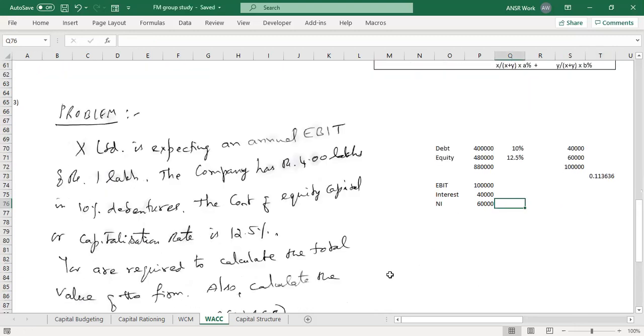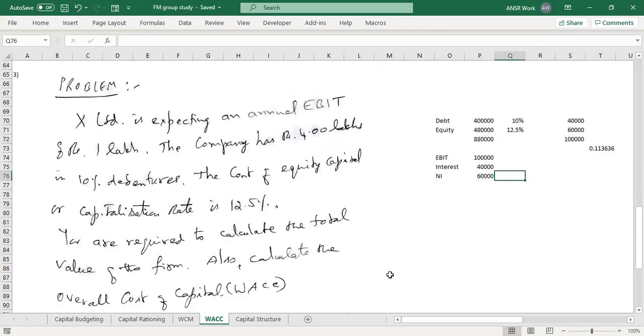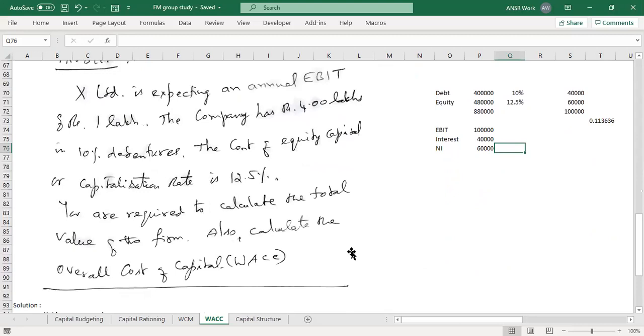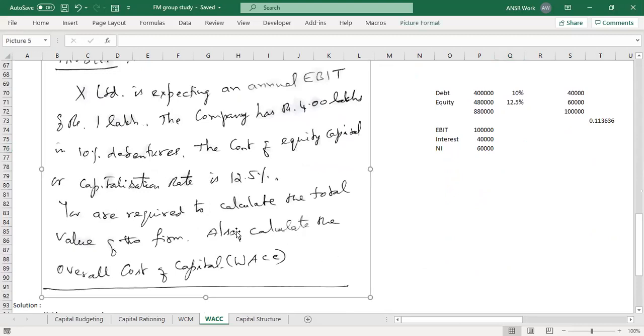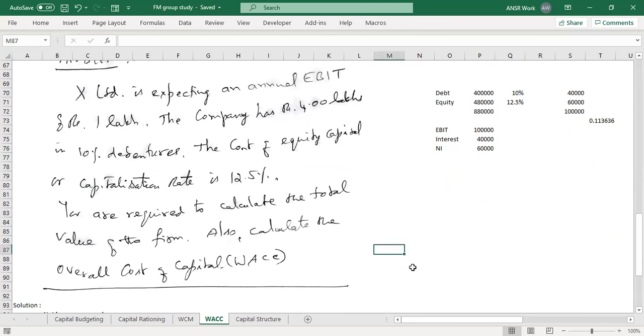Any doubts in this case? Slightly indirect information was given, so you have to be careful in this sort of question. Let me tell you, this question is actually not from WACC. It is actually from capital structure. When we deal with capital structure in detail, I'll tell you which portion of it exactly this question is from. But because we are doing WACC, I just wanted to address this question. This will help us when we do capital structure going forward.